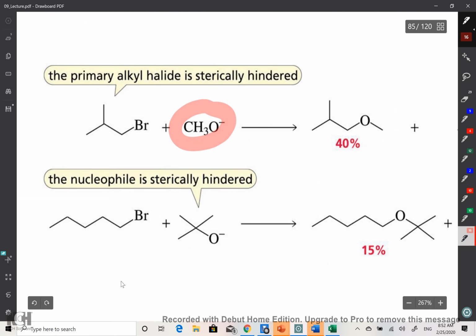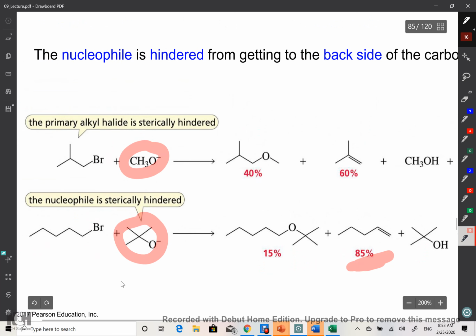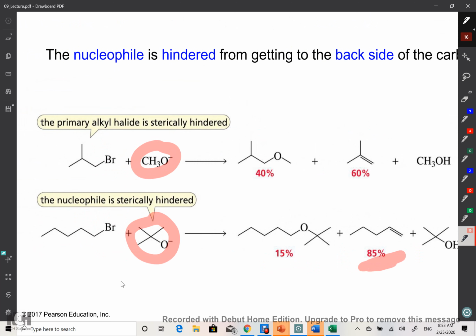We have CH3O, the methoxy group, as our base. That's a small base. And we are comparing it with this other base here, the t-butoxide. That's a bulky base. Okay. Now, that bulky base will favor the elimination product. And then the small base technically favors the substitution product. But be careful. It's supposed to favor the substitution product. My question is, why is the elimination product favored over there?